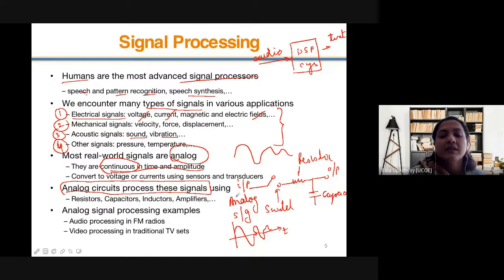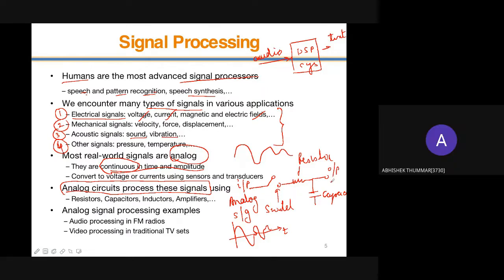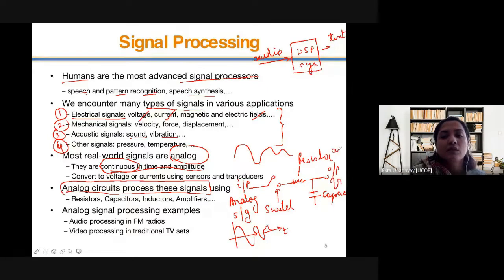Right. So if I give this analog input here and then it passes through the resistor, and similarly what happens out here. So what is the output that I'm expecting? The output क्या आएगा? इसमें analog ही आएगा ना? Yes, ma'am. So analog will be my output. So my analog circuit consists of resistors, capacitors, inductors, amplifiers. Got it? So giving an analog signal to my analog circuit, it processes it and it gives me the output.